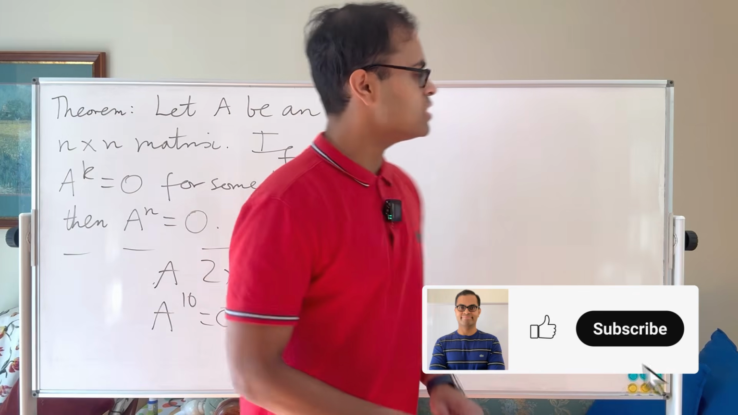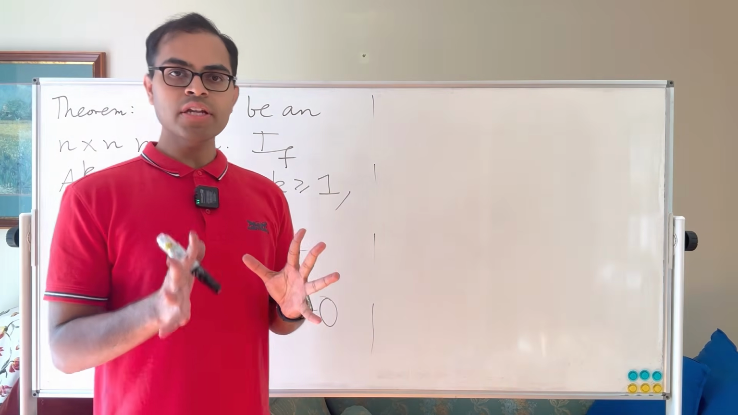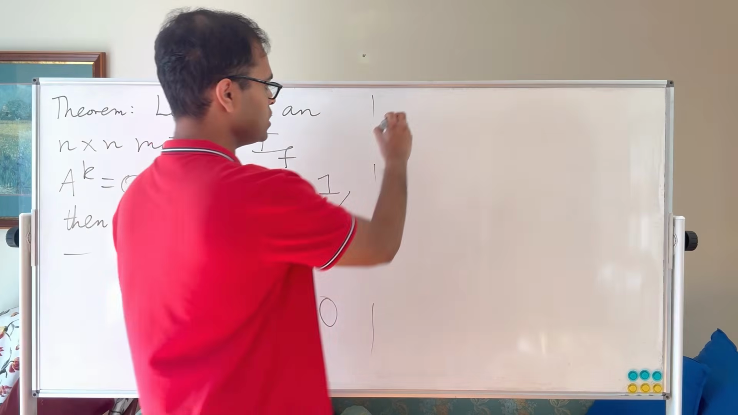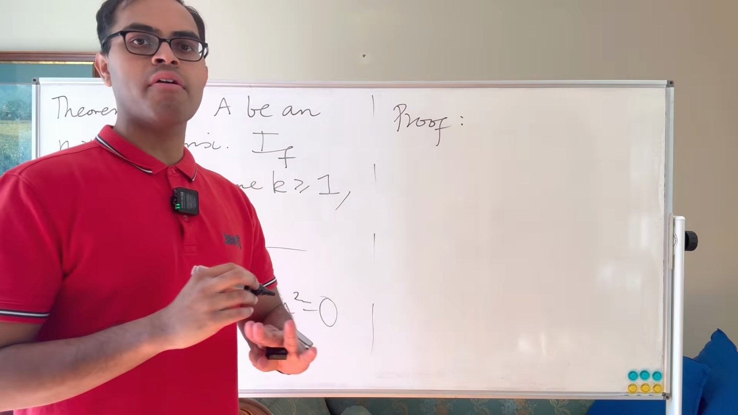So how are we going to prove this statement? Let's just dive right into it, and we're going to love this proof. What we're going to do is a proof by contradiction. So the contradiction is going to be: assume that A to the n is non-zero.